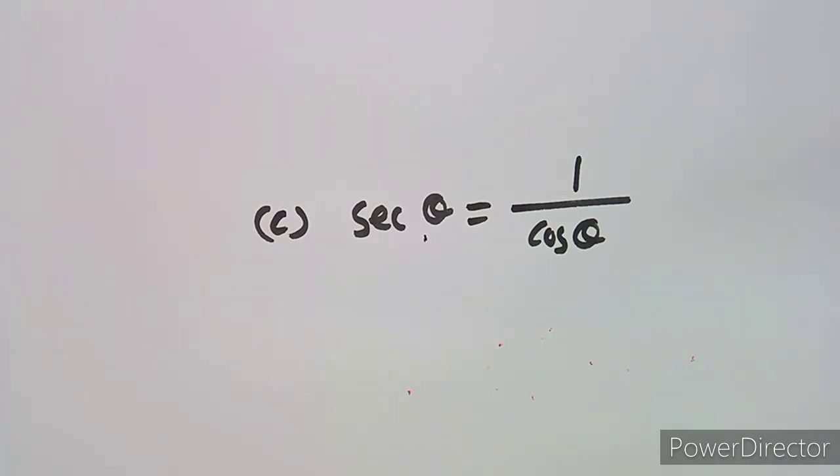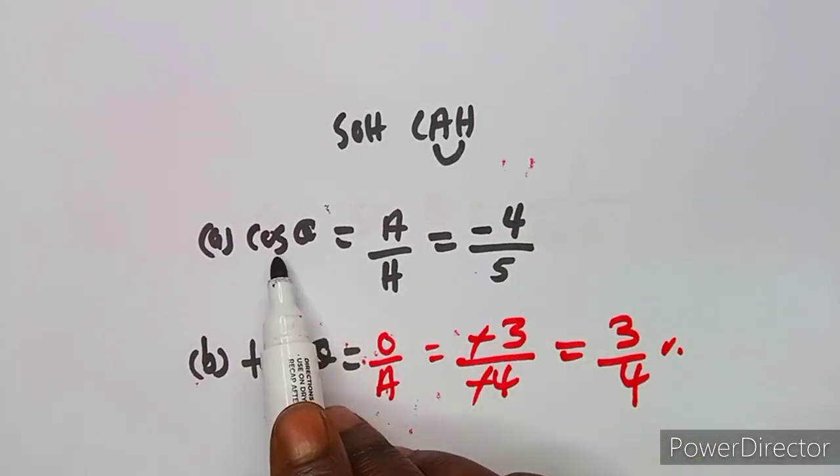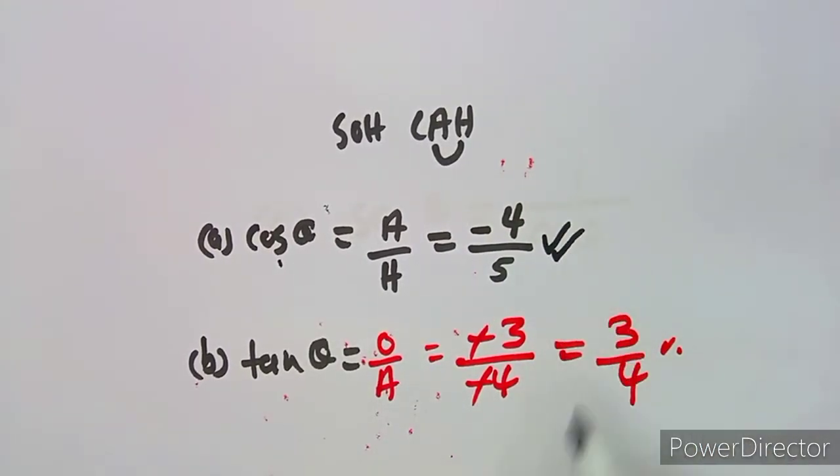So if sec is 1 over cos, therefore I'm going to take this because I calculated a cos before. This was our cos theta, which was -4 over 5.